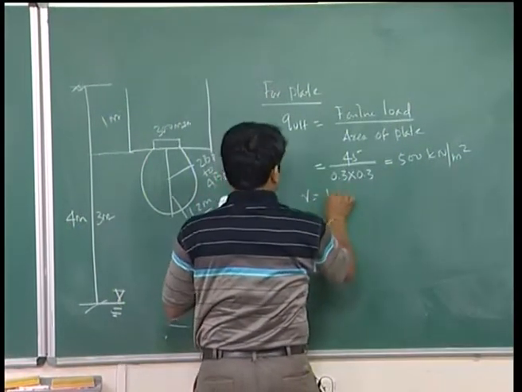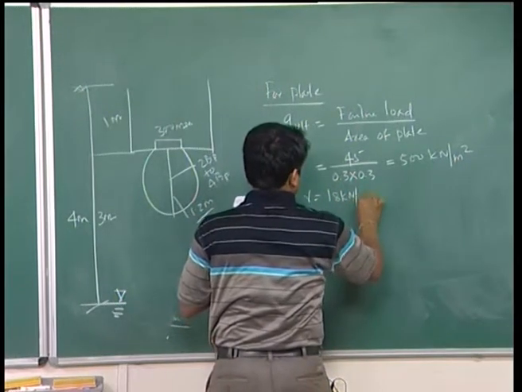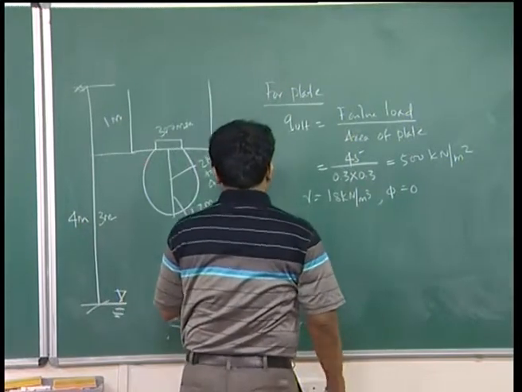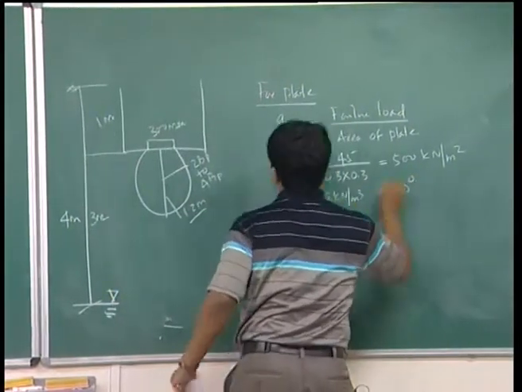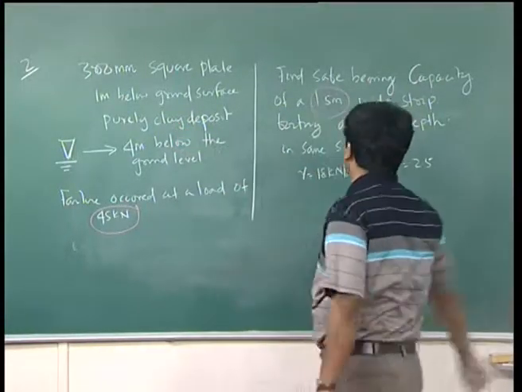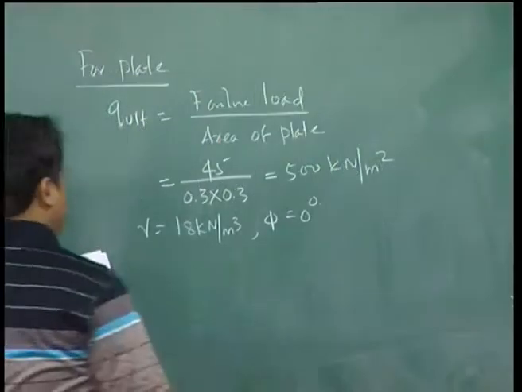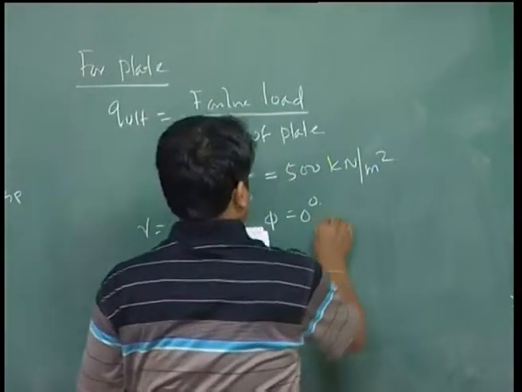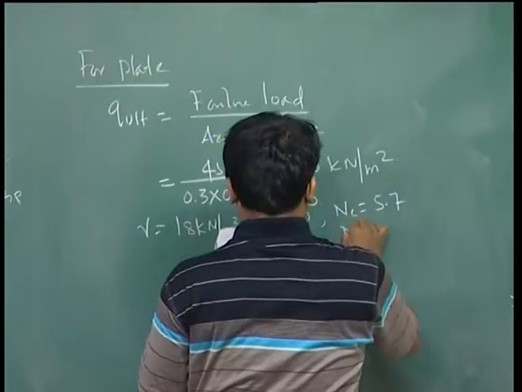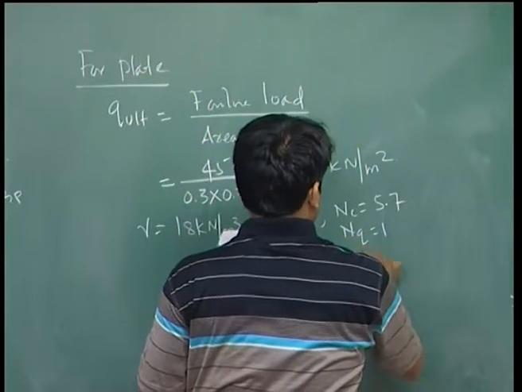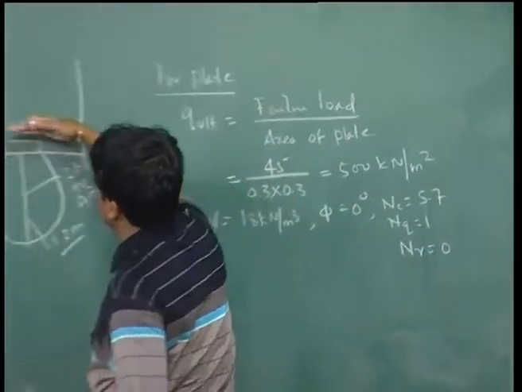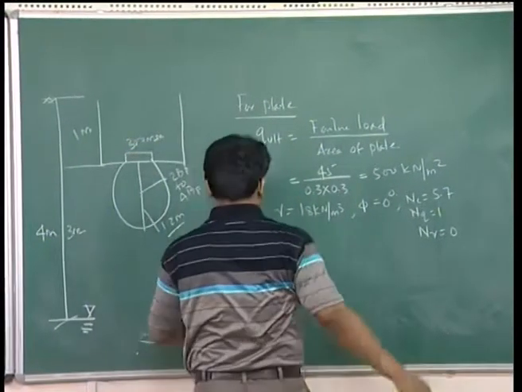Gamma is equal to 18 kilonewton per meter cube, given. Phi is equal to 0. How is phi equal to 0? It is a purely clay deposit, cohesive soil, so phi is equal to 0. Then as phi is equal to 0, Nc is equal to 5.7, Nq is equal to 1, and N gamma is equal to 0. Why N gamma is equal to 0? Because the plate is lying on the surface.